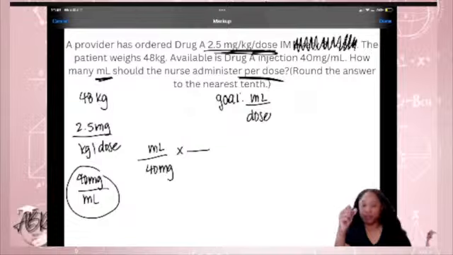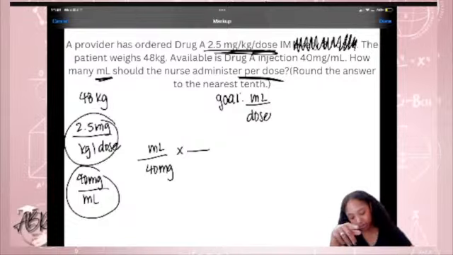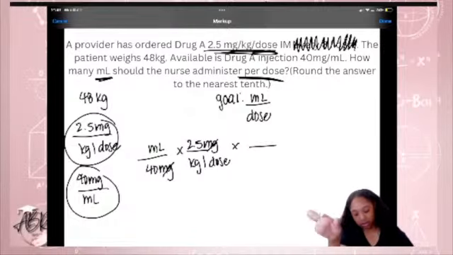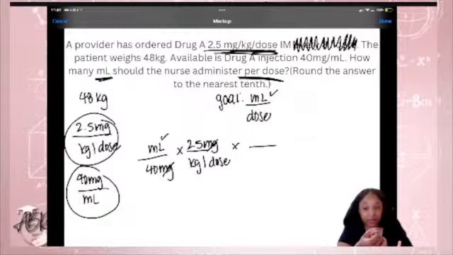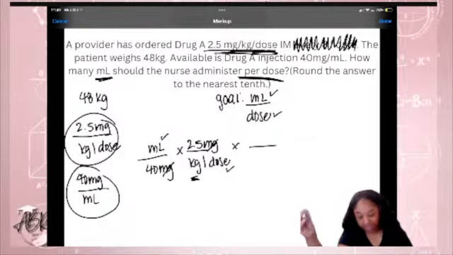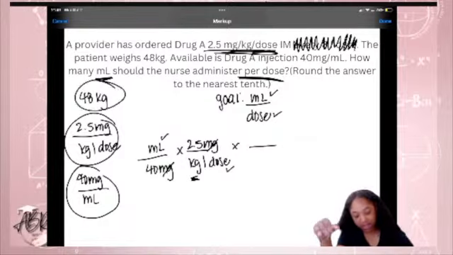Milligram at the bottom, need milligram at the top. That's this one. 2.5 mg per kg per dose. Milligrams crosses out. I've got kgs and dose at the bottom. So look, I already got milliliter at the top. We start with what we're looking for so we don't have to go and find it. I already got dose at the bottom. Boom. So the only thing that needs to disappear now, or cross out, is the kg. And I already have kgs. It's already converted for us.